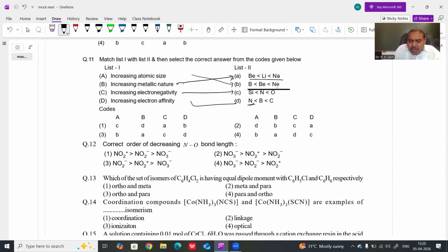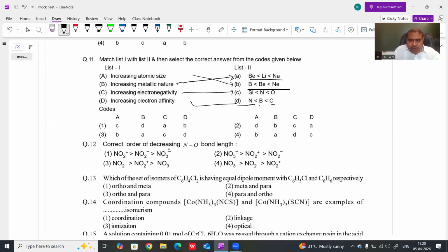Nitrogen has the least electron affinity, or we can say its electron gain enthalpy is taken with a positive sign. It means it has no affinity toward the electron. Therefore, its electron affinity is also less than boron and less than carbon. Therefore, increasing electron affinity is option D, and increasing electronegativity is option C.